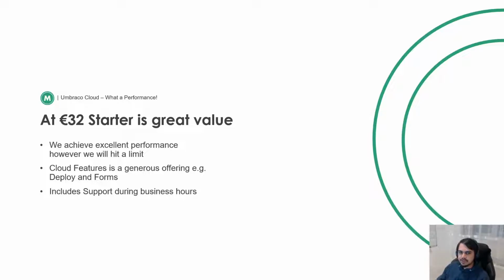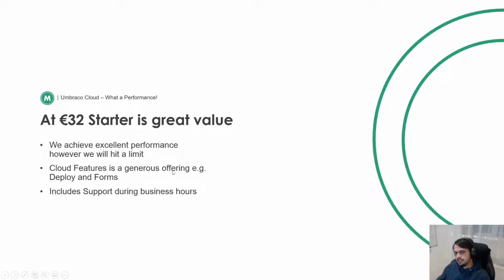At €32, the Starter plan is great value for money, because during the actual test of Starter, we were able to hit those 1 million requests for that duration of an hour. It's very generous that Umbraco Cloud lets you reach that 1 million requests, whereas with other hosting, if you were on a very cheap Azure plan, it wouldn't let you reach those million requests. Although not for very long, because you have a limit in Cloud.